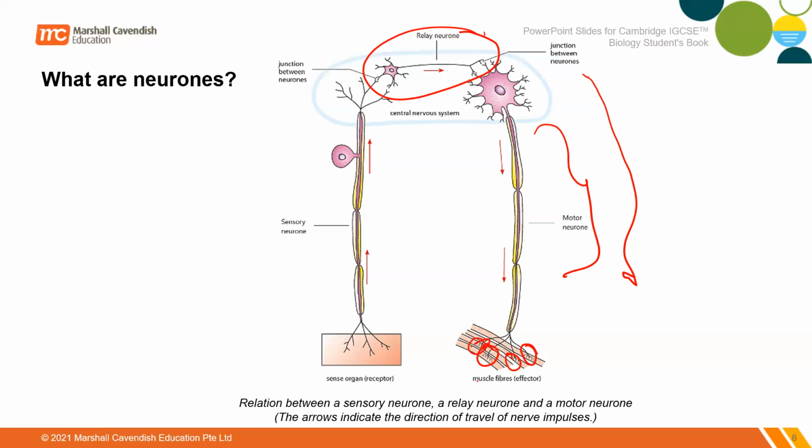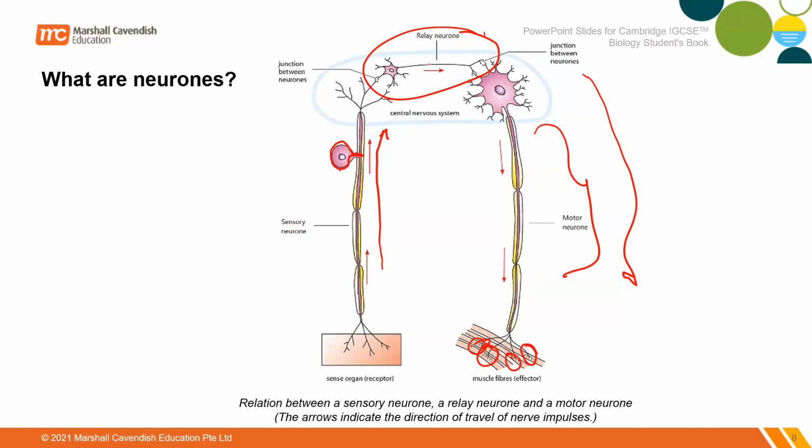Do I have to know the different shapes of the neurons? Yes, you have to know the different shapes of the neurons. Why? Because he might ask you to label. So the sensory neuron has a lateral body, like what you can see here. Why, sir, does it have a lateral body? Because it should transmit the signals quickly to the relay neuron.